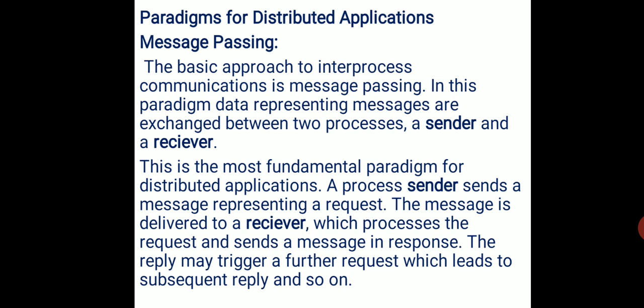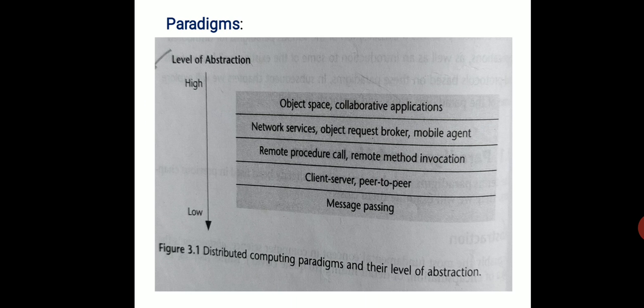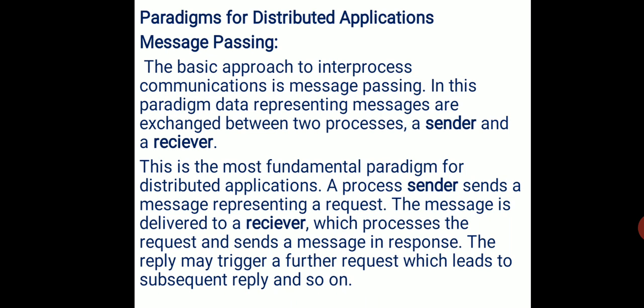So here, paradigms for distributed applications. The first one is message passing. At the lowest level it is the message passing paradigm. The basic approach to inter-process communication is message passing. In this paradigm, data representing messages are exchanged between two processes, a sender and a receiver.